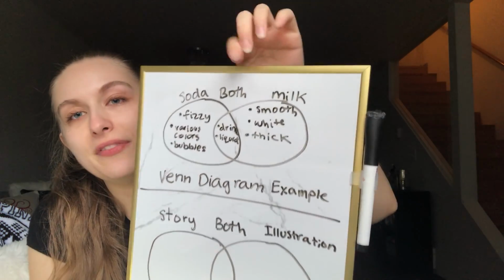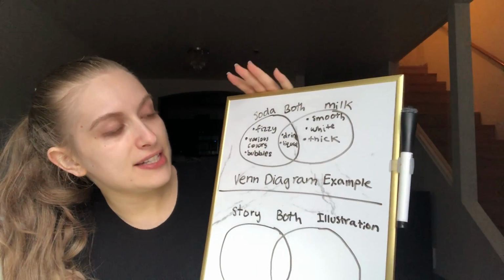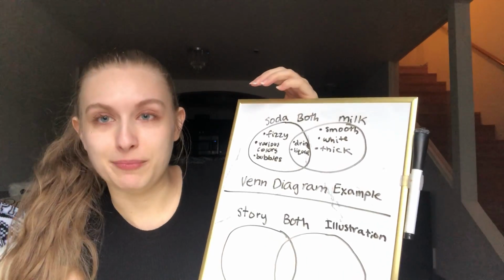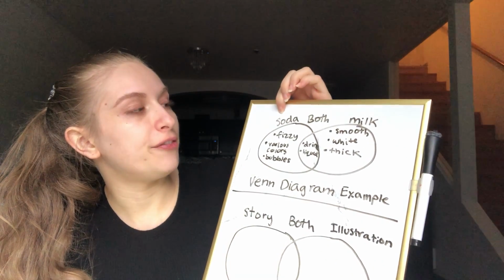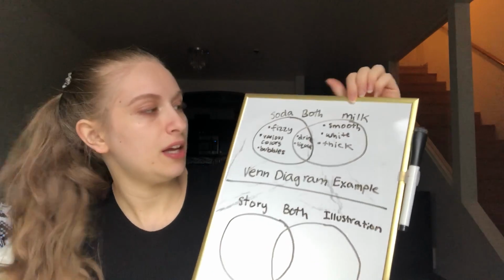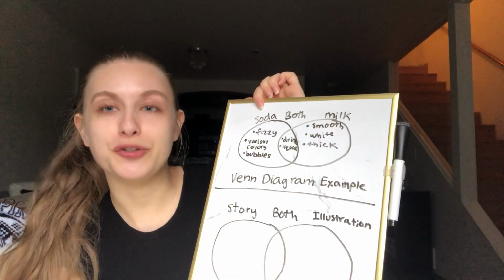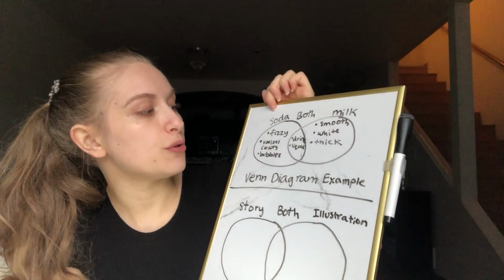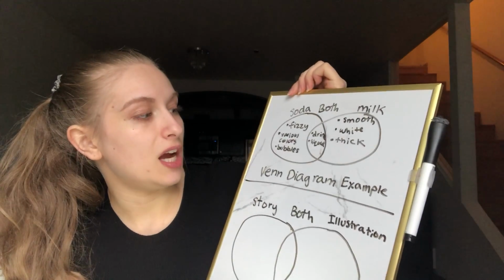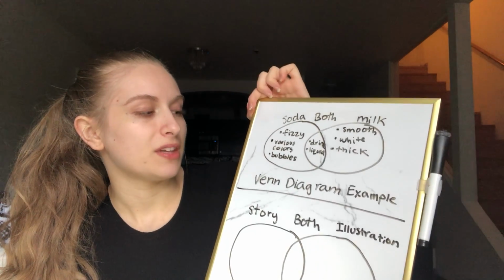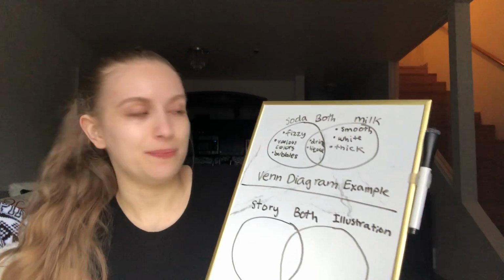So I'm gonna give you guys an example first. At the top here, a Venn diagram is just two circles that overlap each other in the center. For an example, if we want to talk about soda and milk, we're gonna list the characteristics about soda and the characteristics about milk. So soda is fizzy. It comes in various colors, and it has bubbles in it because it's fizzy.